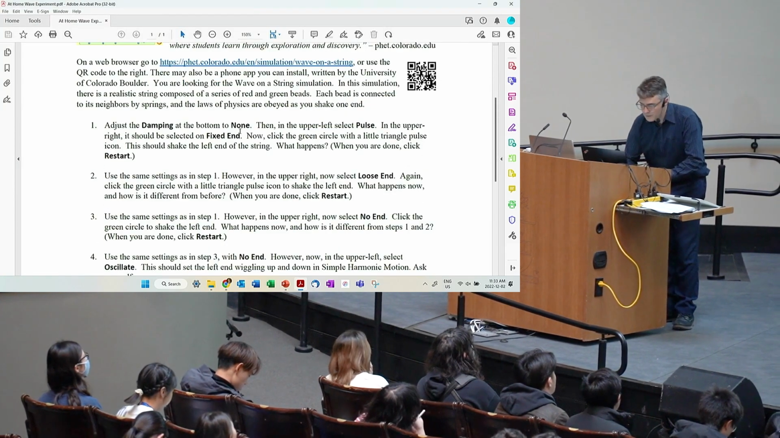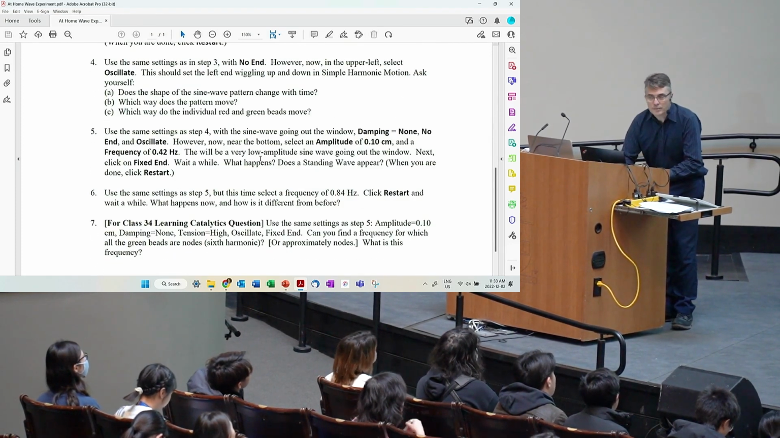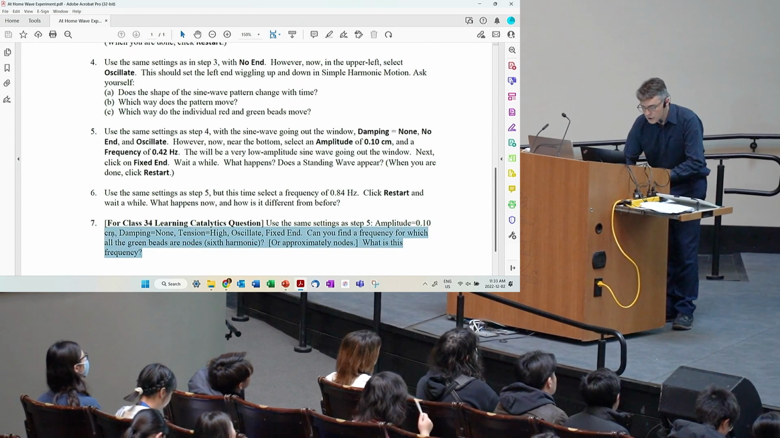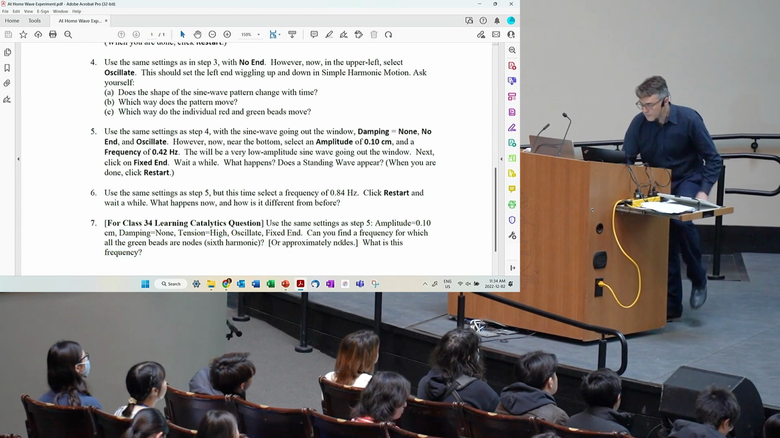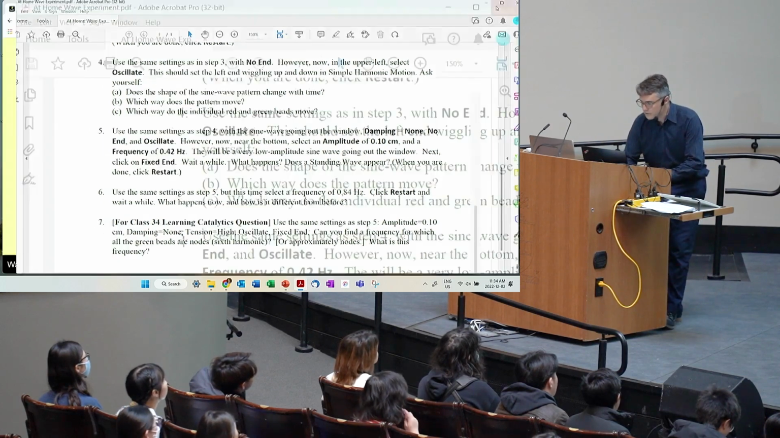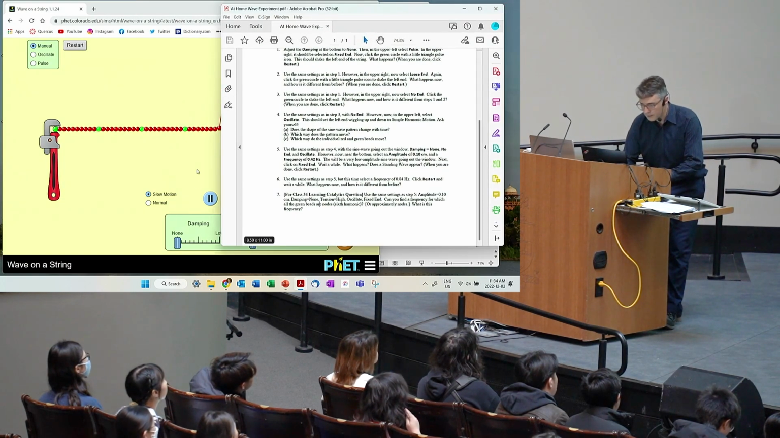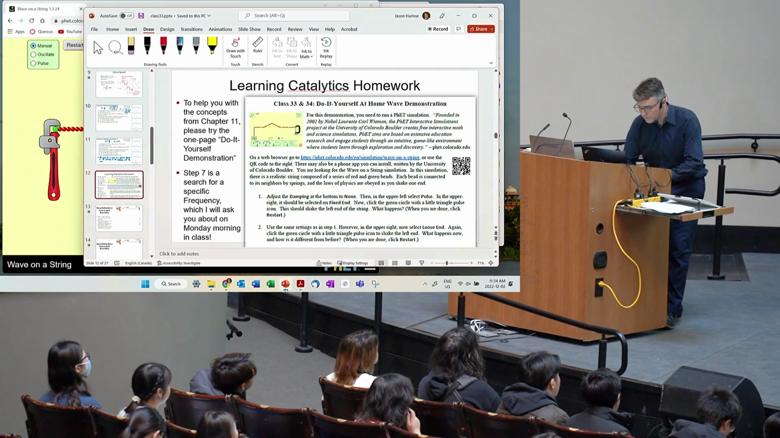I've got some stuff about damping and fixing. There's 7 questions. Should take maybe 20 minutes or something to go through. But this question I'm going to ask in class, which is, can you find a frequency for which all the green beads are nodes? So we're going to do some standing wave stuff. What happened here? Off it goes out the window.